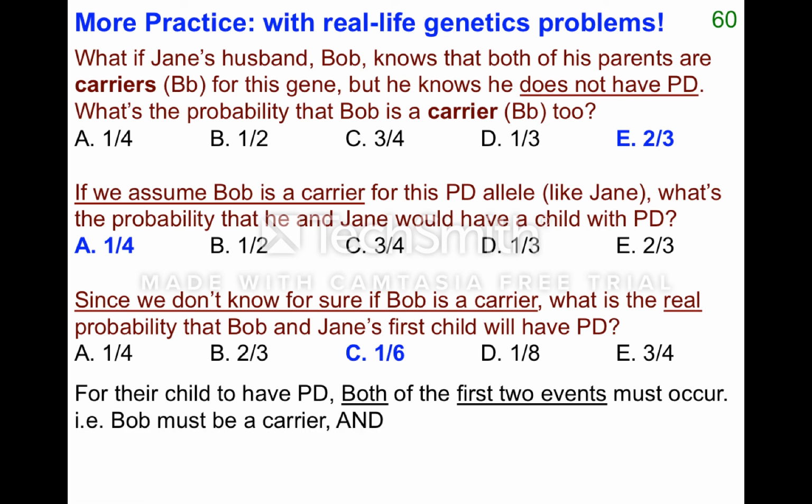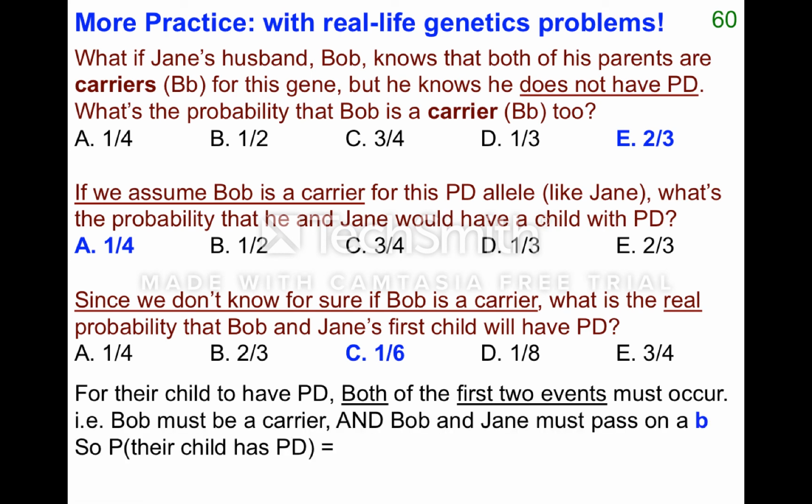So the way we calculate this overall probability of this happening and this happening is we multiply them together. Remember, for probabilities, if the probability for the first event is 2/3 and the probability of the second is 1/4, the probability of this and this happening is this times this. So 2/3 times 1/4 gives us 2/12, or 1/6.